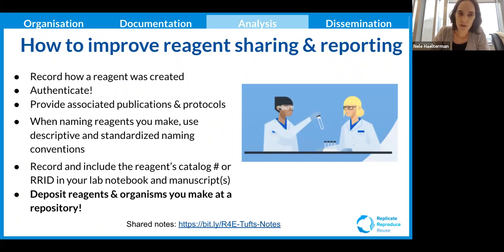Something that is also very helpful is to try and generate an RRID for your reagent, so that this is going to be a number that will be linked specifically to this reagent and only this reagent, so that you can include it in your publication and other people can very easily track down what it was that you used. So think about depositing your reagents and any kind of organism that you've generated just to make it easier to do science.